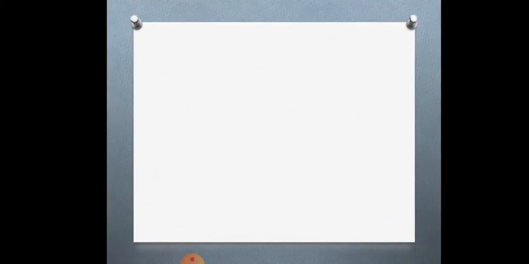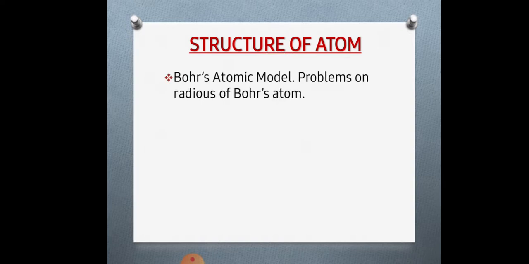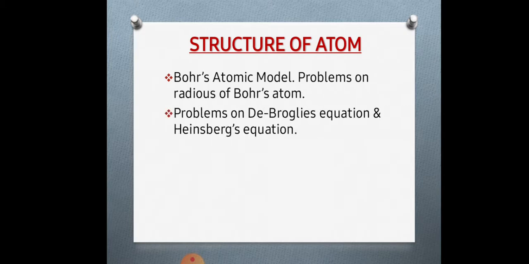Then let us switch on to the second chapter, that is the structure of atom. So in this structure of atom, the first important concept is Bohr's atomic model and the problems on the radius of Bohr's atom. The second one is the problems on de Broglie's equation and Heisenberg equation.